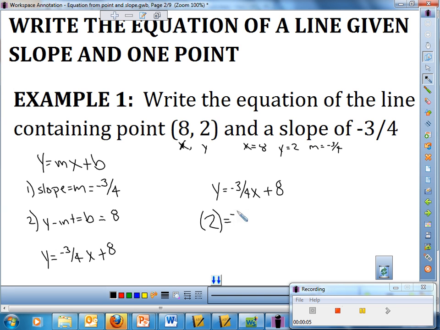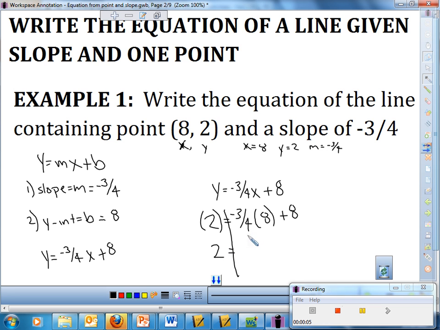I have a -3/4 as my slope that I think works, so I'm going to put -3/4. My x value was 8, so I'm going to put 8 in for x, plus 8. Now let's see if this works. Alright, I'm going to bring down my 2 and drop the parentheses.